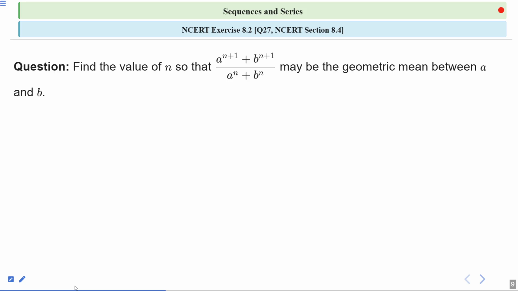I hope you all know that if we have two numbers that are in GP, and we have to find the geometric mean of the two numbers, that is basically the square root of AB. So use this concept and then try it yourself. You have 1 minute to solve this yourself, and then we will provide the solution.